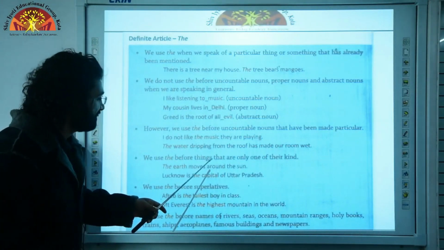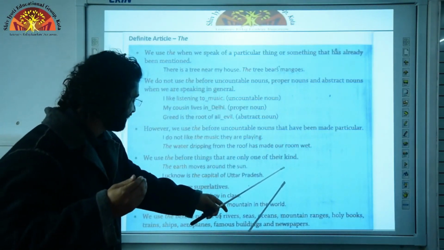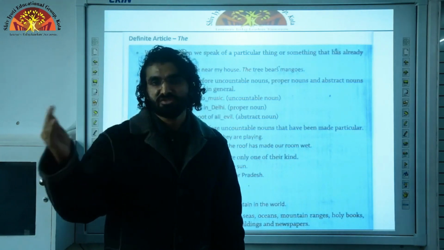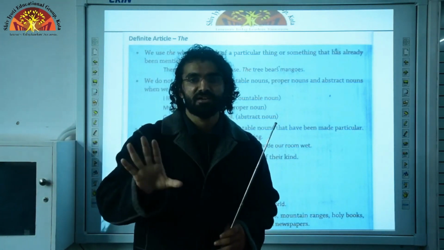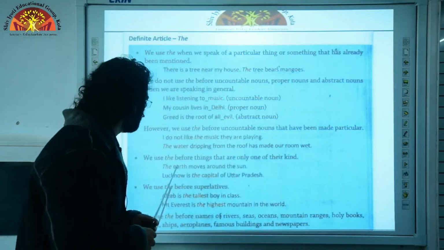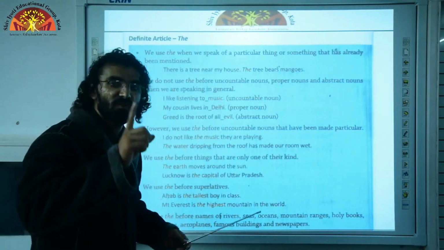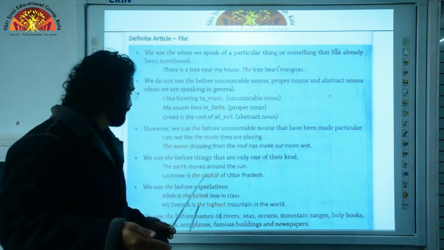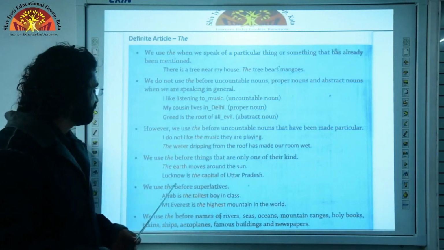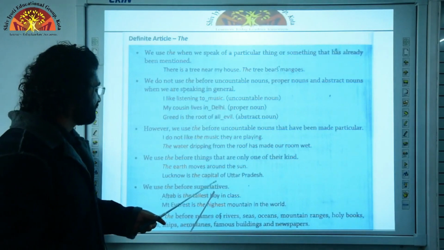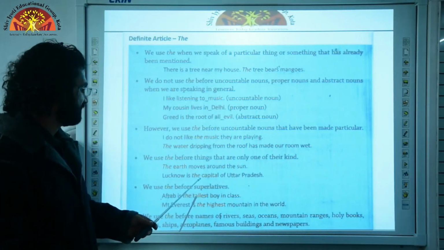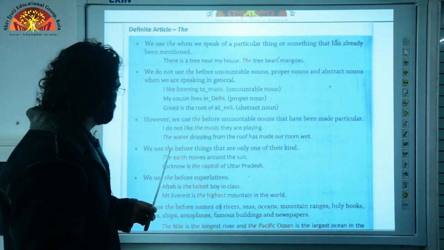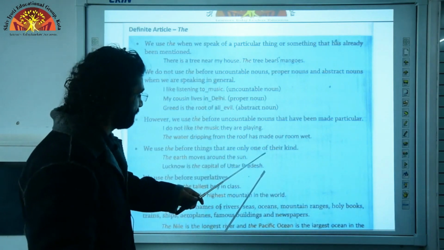We use the before things that are only one of their kind. Alright, so which means we use the for unique things. Like there is no second sun, we just have one sun that gives us sunlight. Sun is unique. The earth moves around the sun. There is only one sun, there is only one earth. So for them, we will use the article the. The earth moves around the sun, the moon, the earth. Alright. Lucknow is the capital of Uttar Pradesh. Here we have used the to talk about the capital of Uttar Pradesh according to the rule that we use the before things that are only one of their kind.